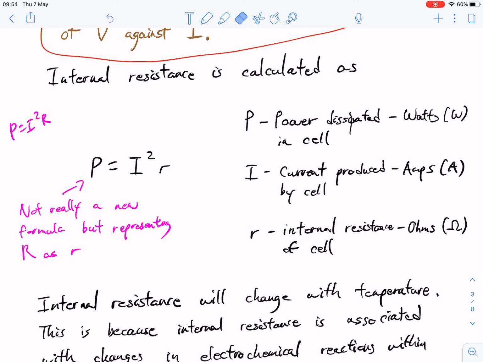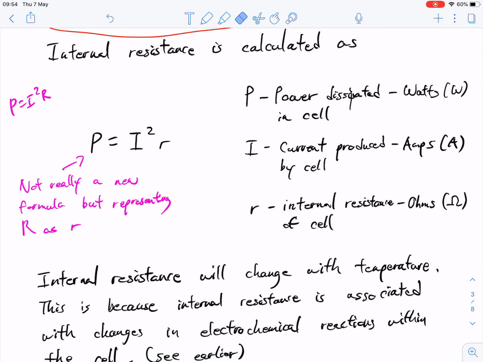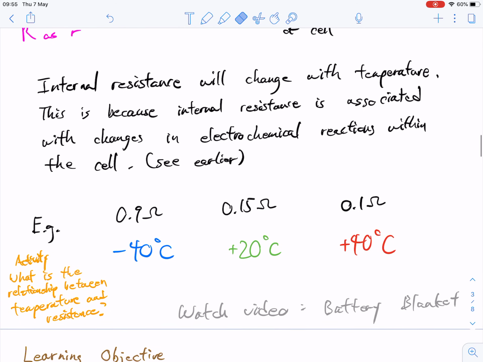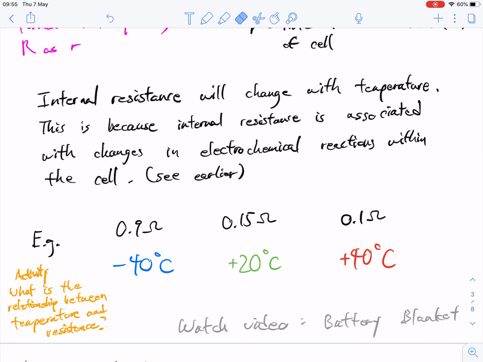But in terms of what it represents, P is the power dissipated in a cell, measured in watts. I is the current produced by the cell, measured in amps. And r is the internal resistance of the cell, measured in ohms. Obviously we can rearrange this. This is in the data booklet, but it's not in chapter 5.3. I already mentioned that this is part of the power formula.